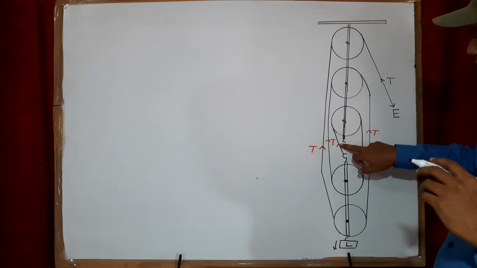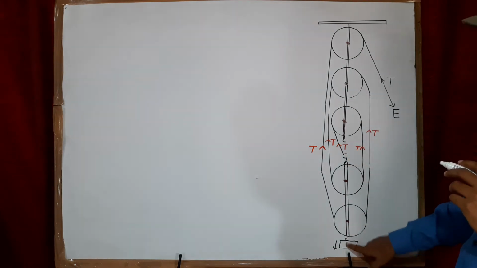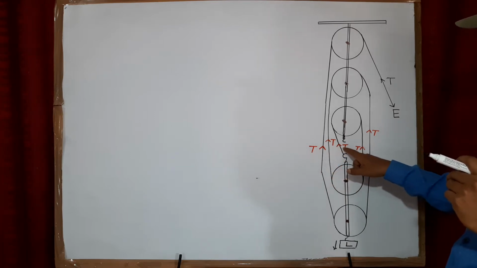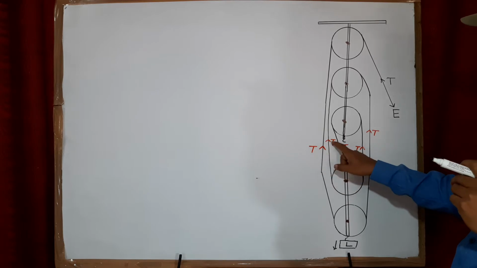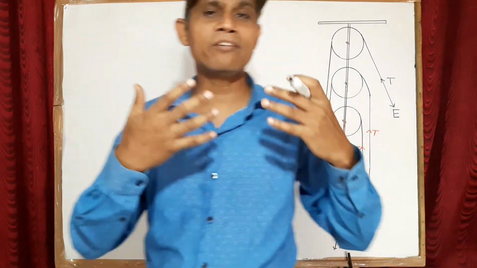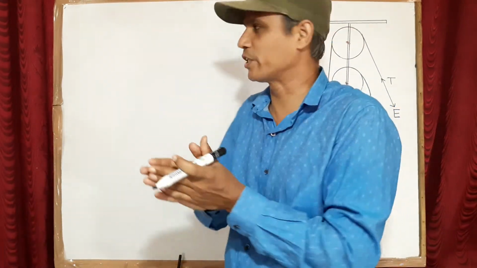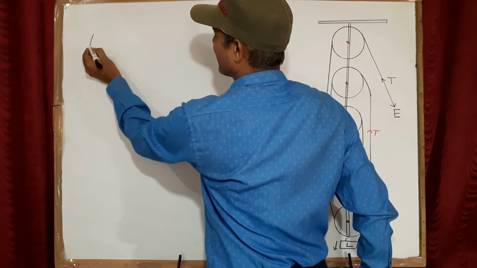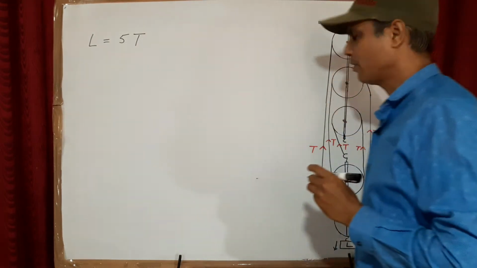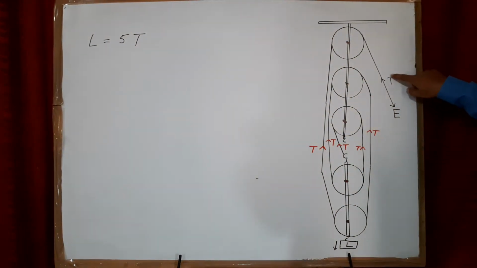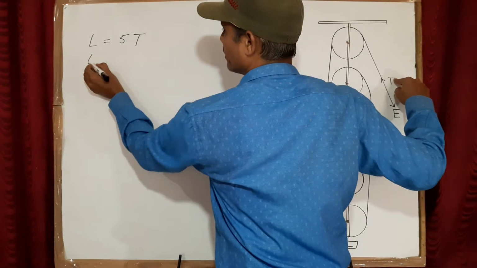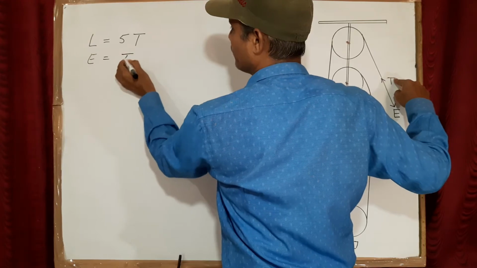Now see here, the load is supported by how many tensions? I have written them in red marker: T, T, T, T, T. So 1, 2, 3, 4, 5 tensions are there. So the load is supported by 5 tensions. So in the balanced position, the load is supported by 5 tensions. Now see here, effort is equal to tension. From the diagram, effort is equal to tension.